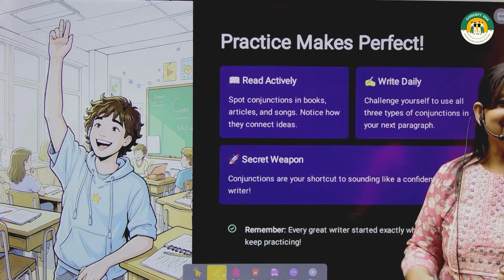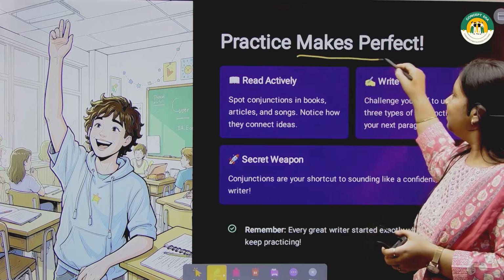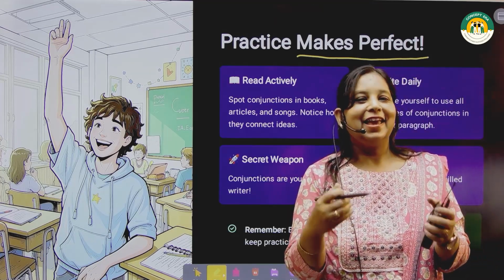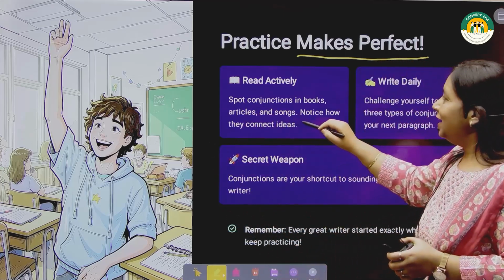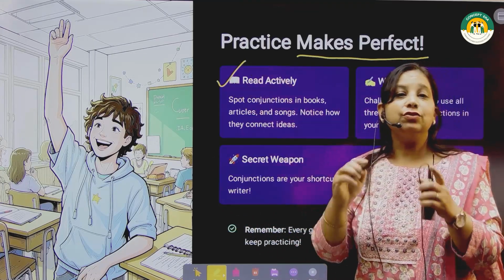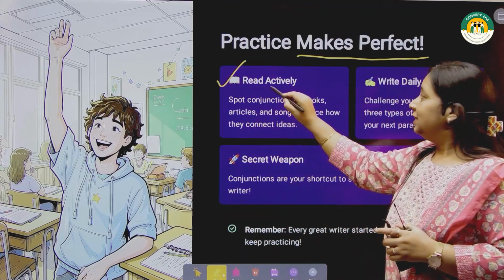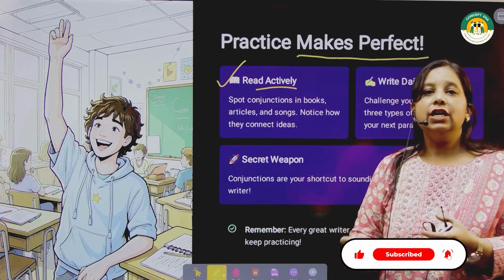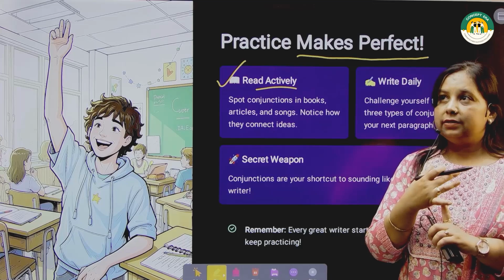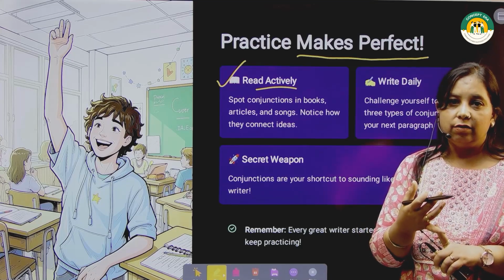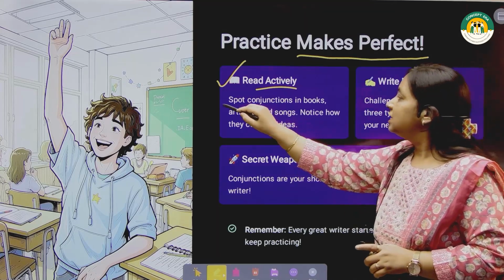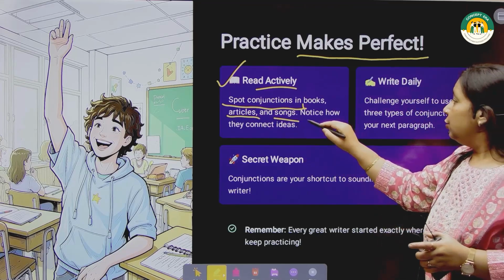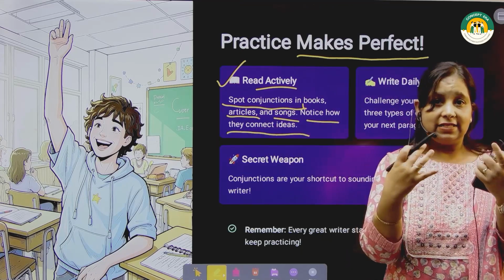Last but not the least, practice makes perfect. Now it is not only the matter of one man, anyone can be perfect. Okay, so first of all, which things you need to keep in your mind? The first one, read actively. If you read actively, definitely your reading skill and your writing skill, both can be improved. Spot conjunctions in books, articles, songs. Notice how they connect ideas.